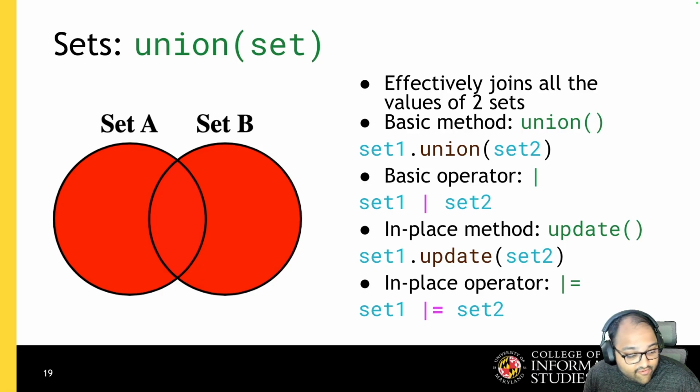First is a union. A union means join everything, join all the values of two sets. You can do set1.union(set2), or you can do set1 pipe set2. Or you can also do an in-place update by doing set1.update(set2), or pipe equals, which is basically the in-place operator.